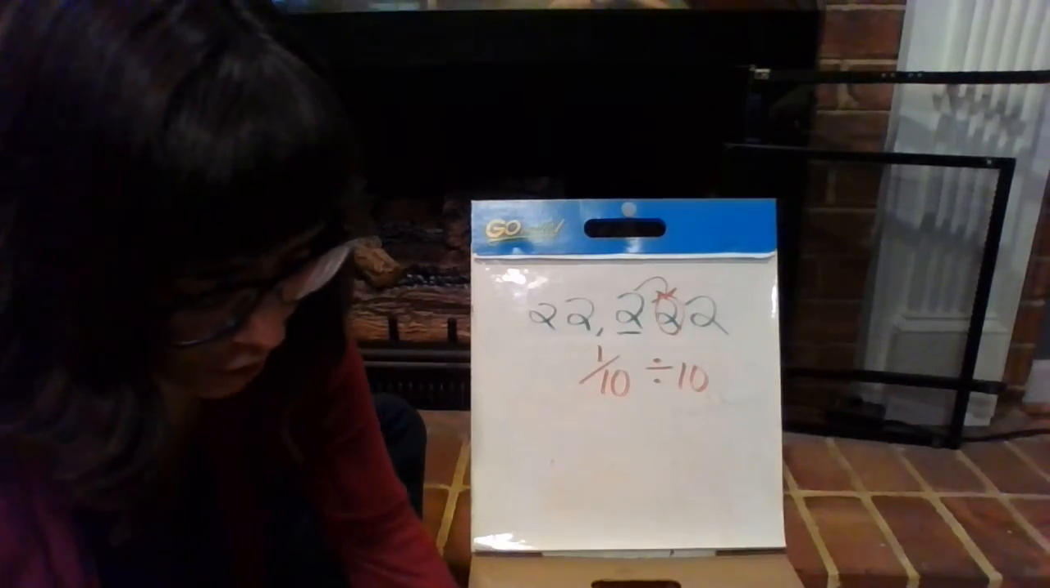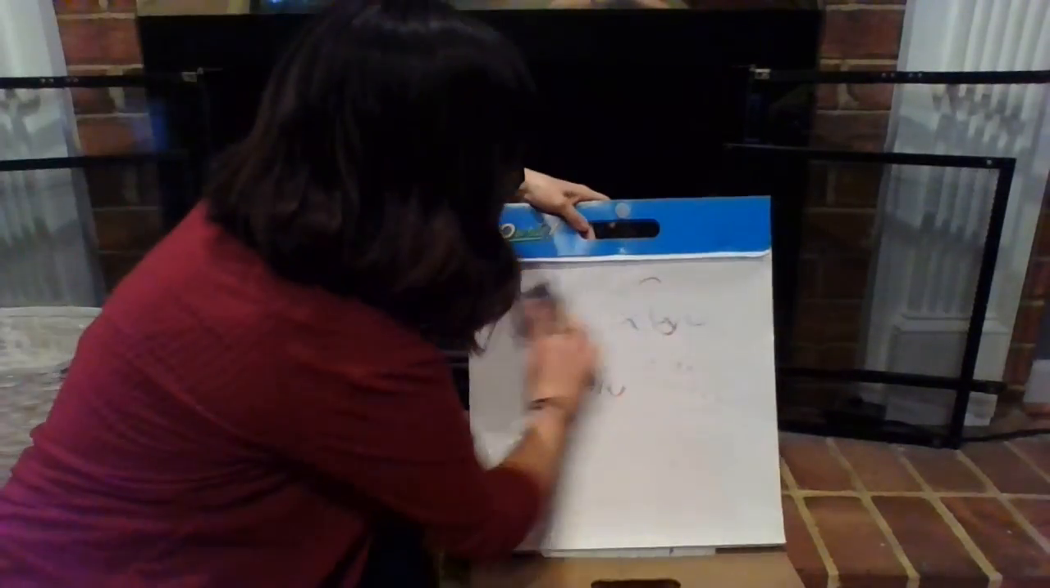Number 3 says, Andre earned 2 5/10 times 10 to the third power, or 10 cubed, dollars at work last month.